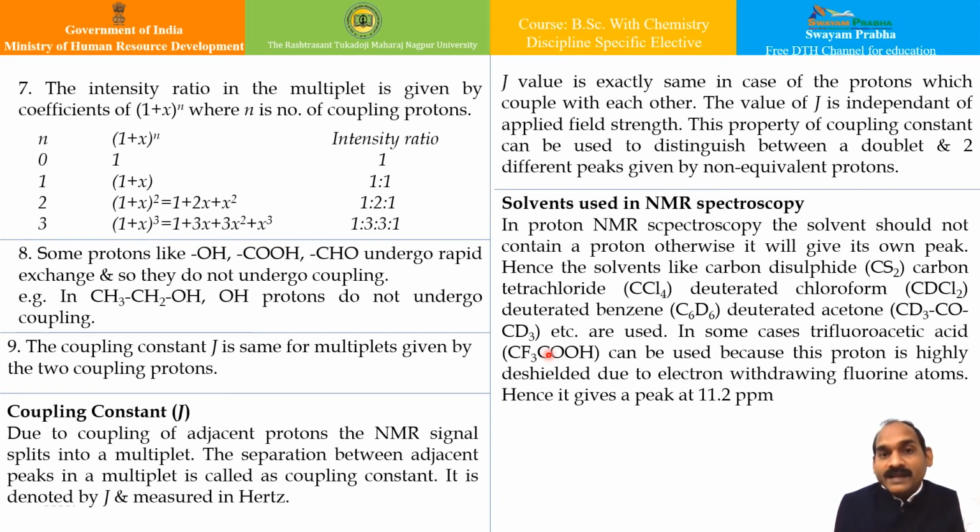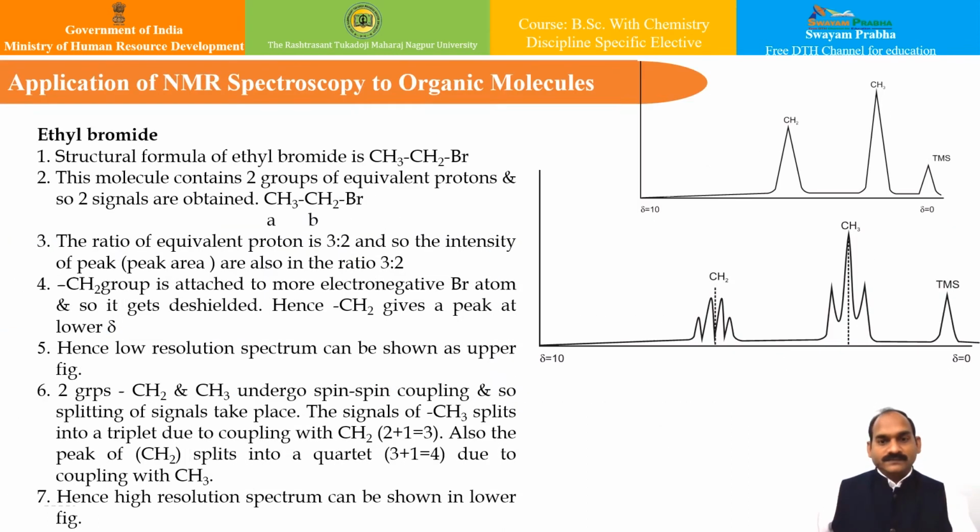Now, the area under the peak, or the intensity of that particular peak, gives the relative number of protons in each group, and that is the vital information one could get from the NMR spectrum. Similarly, the splitting pattern gives information about the number of adjacent protons, and this is how NMR spectroscopy can be used in many aspects. Let us have a look at the application of NMR spectroscopy to organic molecules.